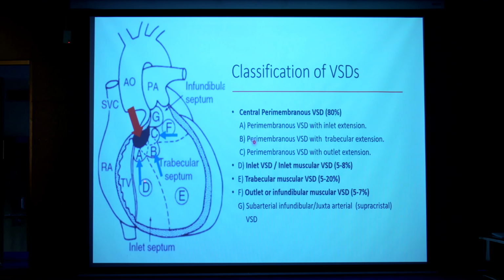In the trabecular VSDs, there are different types, which I'll come to later. In the outlet VSDs, you see here the G is the subarterial or juxta-arterial, where the pulmonary valve or the aortic valve form the fibrous margin, whereas the F is completely muscular within the conal septum. So these are all the various VSDs. You can see here the most common is perimembranous, and the least common is the inlet VSDs, with trabecular 5 to 20 and 5 to 7 for outlet VSDs.